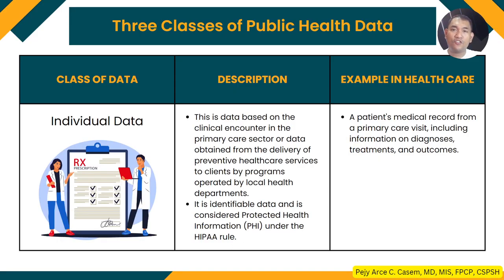These are the three classes of public health data. We have the individual data. So if we say individual data, this is data based on the clinical encounter in the primary care sector or data obtained from the delivery of preventive healthcare services to clients by programs operated by local health departments. It is identifiable data and is considered protected health information or PHI under the HIPAA rule. An example is a patient's medical record from a primary care visit, including information on diagnosis, treatments, and patient outcomes.